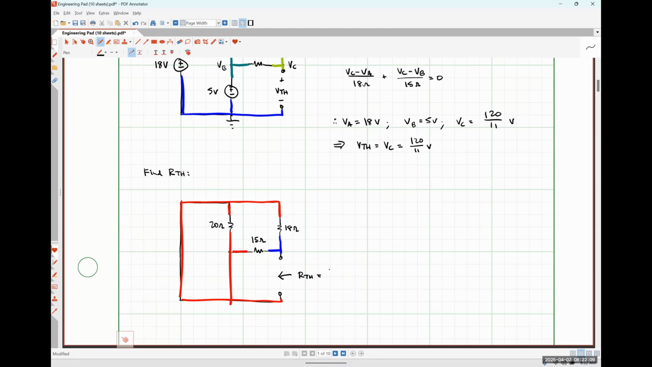So, 15 in parallel with 18. And I'm just going to throw this into my calculator real quick. So I get 90 over 11 ohms.